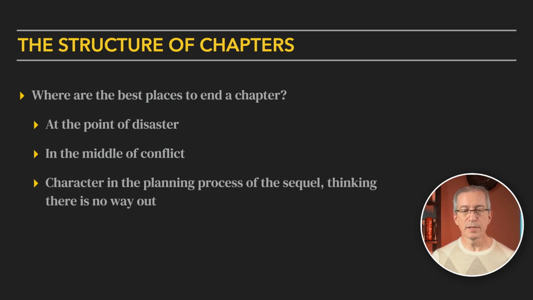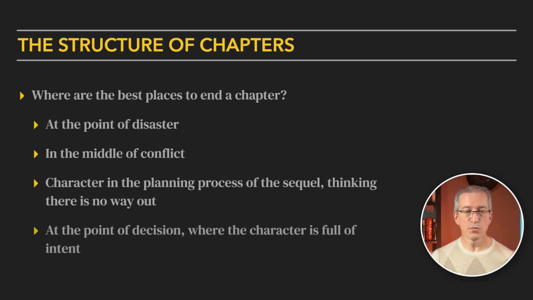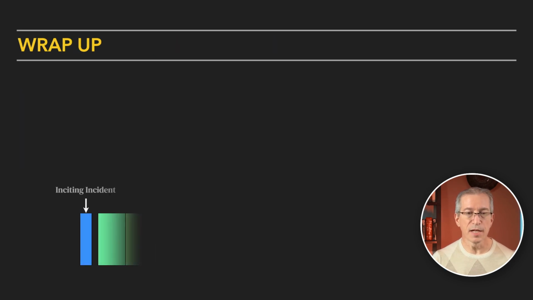Another possibility is the character is in the planning process in the sequel. So remember, we had the emotion, thought, planning, and they're trying to think what to do next, and they can't think of anything. There's no hope. They don't know what to do. End chapter. And then the last one, at the point of decision. In Katniss's example, she goes through the death of Rue, and then she realizes from the game masters that she and Peeta can both survive, and so she's after Peeta. So she's full of decision. End chapter. And the reader will absolutely move on to the next chapter to see what's going to happen next.